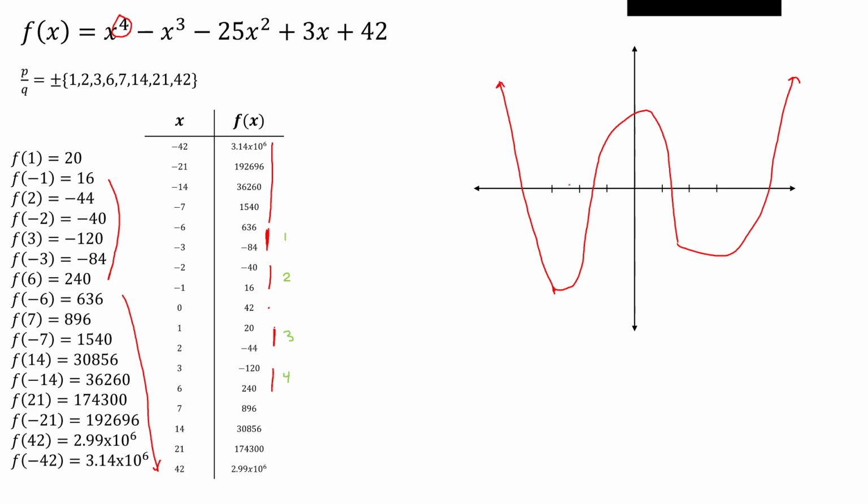Now, how would we go about finding what these are without a calculator? Well, there is a way. It's just really horrible, and I don't recommend doing it, but I am going to explain really quickly what that would look like. If you know that there's a zero between negative 2 and negative 1, you'd take halfway between them, negative 1.5 or negative 3/2, and you'd see, okay, is that positive or negative?